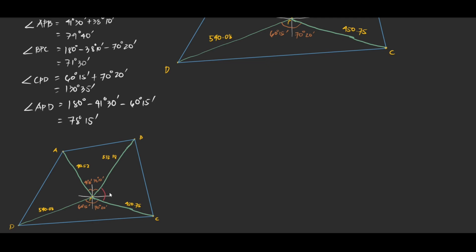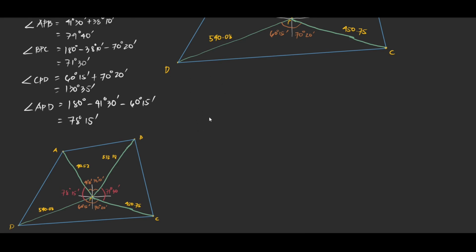So we have here BPC, this is 71 degrees and 30 minutes. And then we have APD is 78 degrees and 15 minutes. Okay, very nice. So let's now compute.